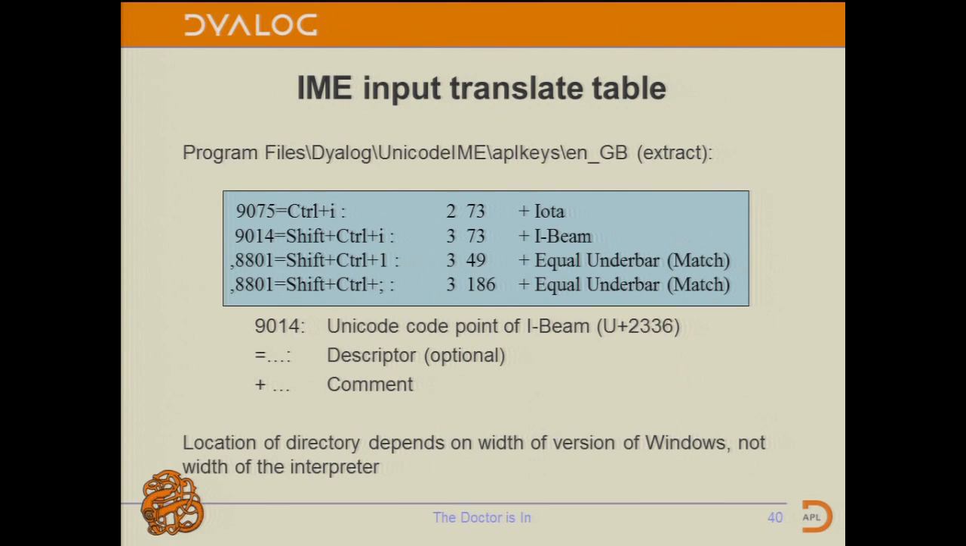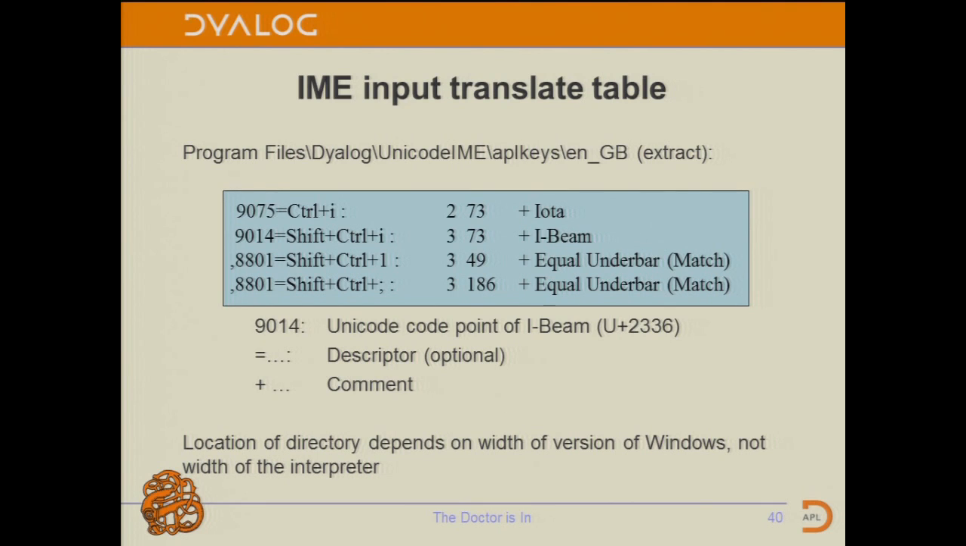So, down in the depths of Program Files, Dyalog, Unicode IME, Apple keys, a translate table, there are various ASCII files which you can edit. And that says that Unicode .9014, which is IBEAM, is requested when you hear a control key held down with the I key.